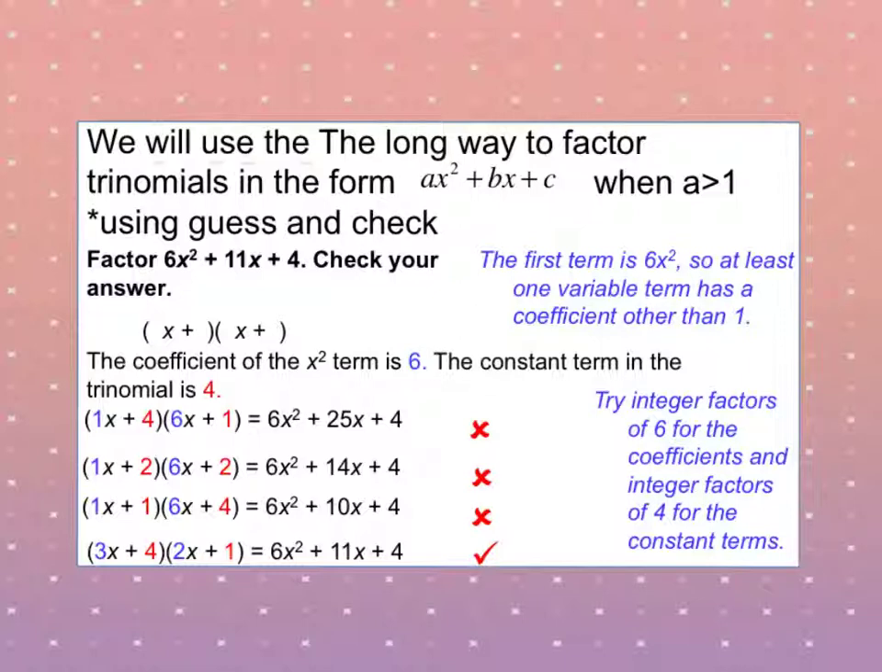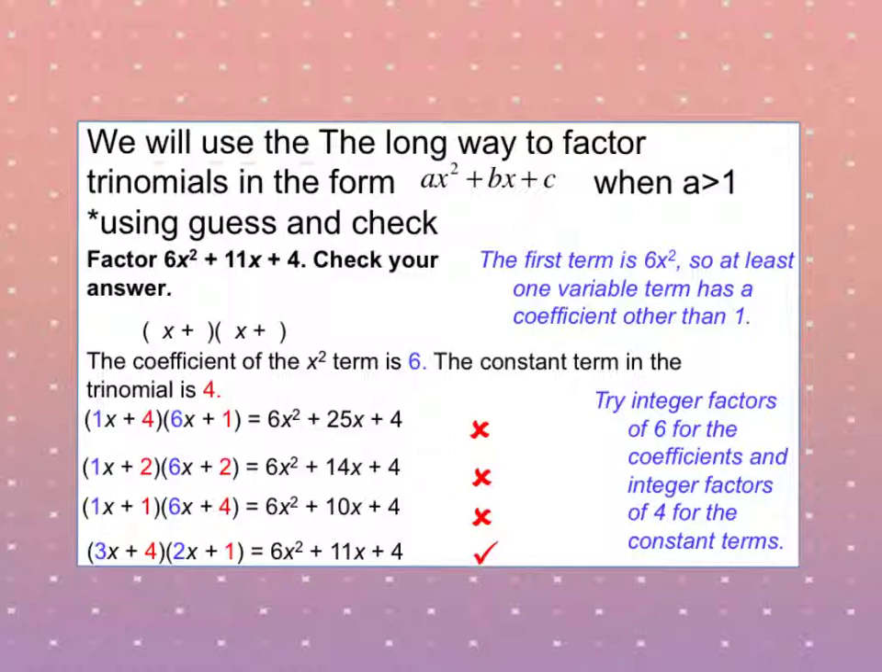Back in the day when I was in high school and had to learn algebra and we were factoring trinomials, we would use the long way to factor a trinomial in this form, and that's when a equals 1. So when this a term is greater than 1, I said equals, but I meant greater, you can use guess and check. So this is really just the extremely long way of factoring a trinomial.